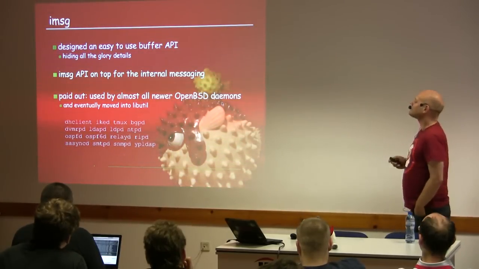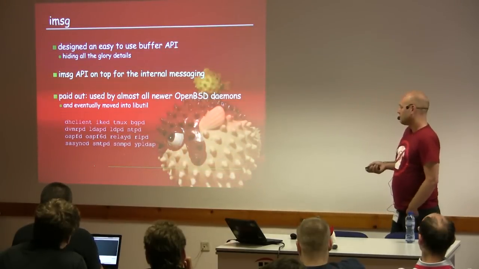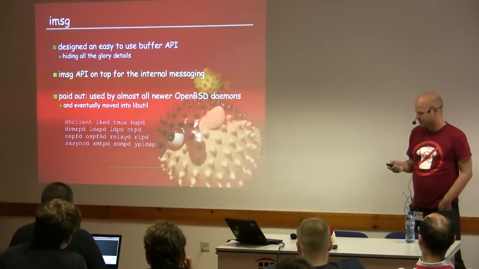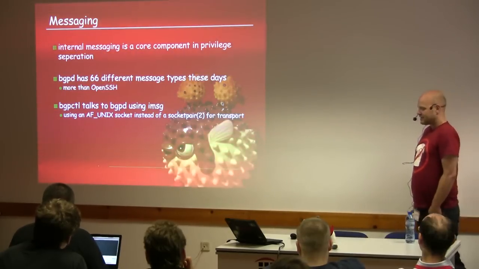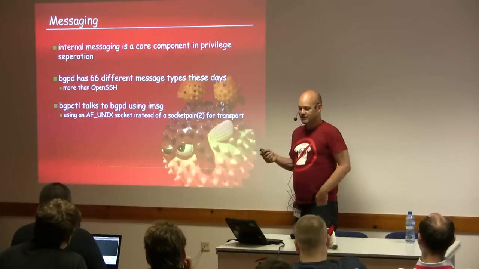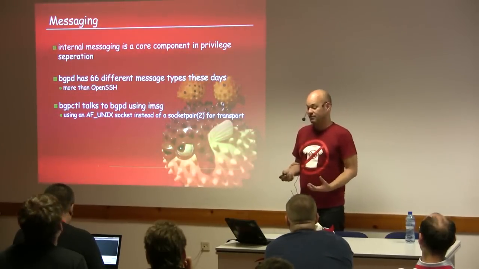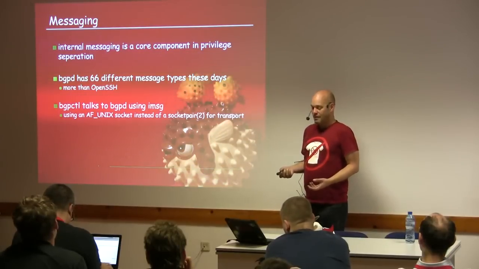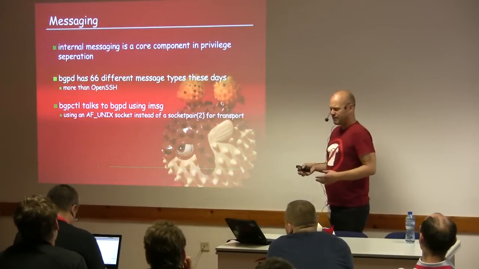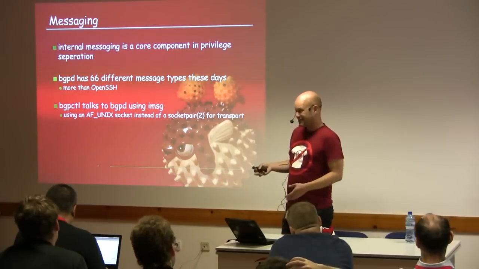That's an incomplete list of programs in OpenBSD using that. I think that's kind of impressive. You have to add HTTPD now, for example. So, the messaging. Obviously, when you do privilege-separated daemons and have multiple processes, each only running with the privileges it really needs, the messaging is a core component. BGPD turned out to be kind of complex in that area. We went up to 66 different message types. That's a lot. To compare, OpenSSH has less.